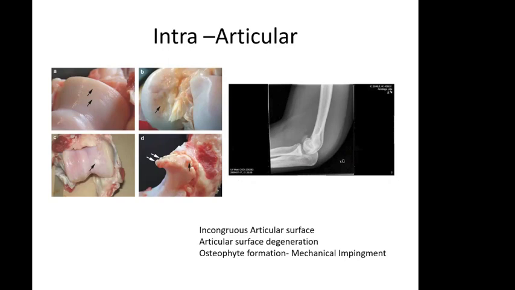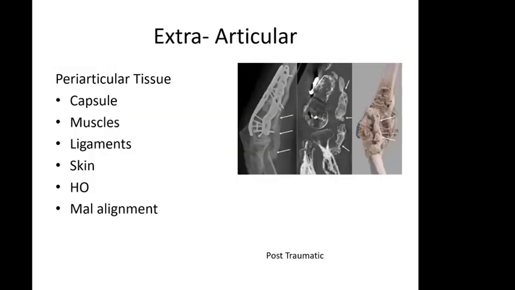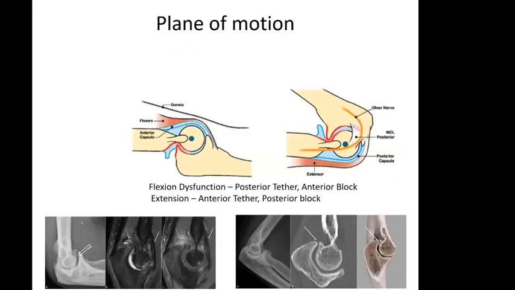These osteophytes are formed at the olecranon and coronoid tips and lead to impingement in flexion and extension. Extra-articular elbow stiffness is related to periarticular tissues and is commonly seen after traumatic elbow dislocations or fracture dislocations. Tethers and blocks cause motion deficits.